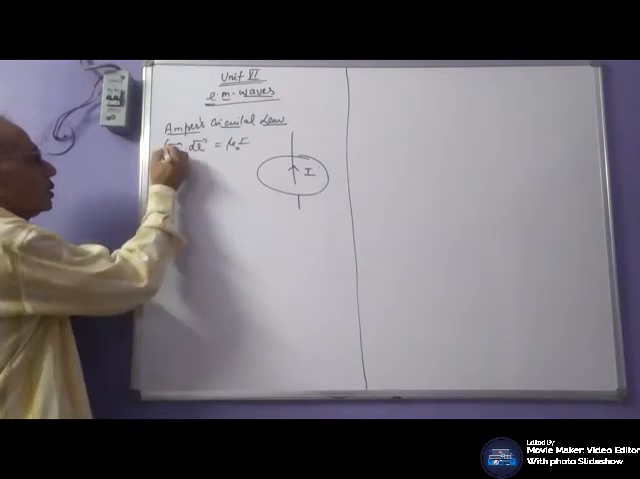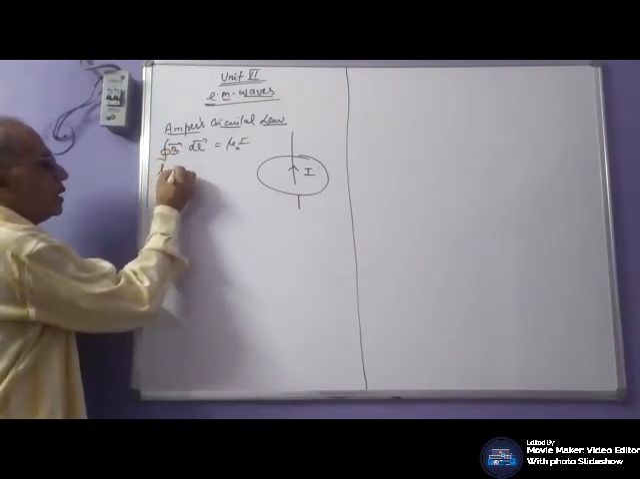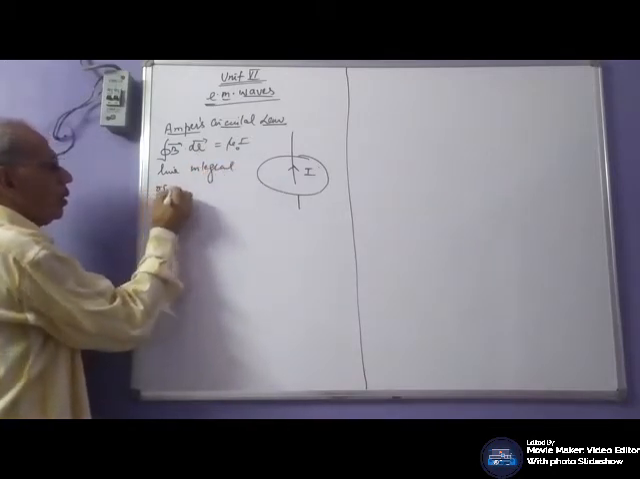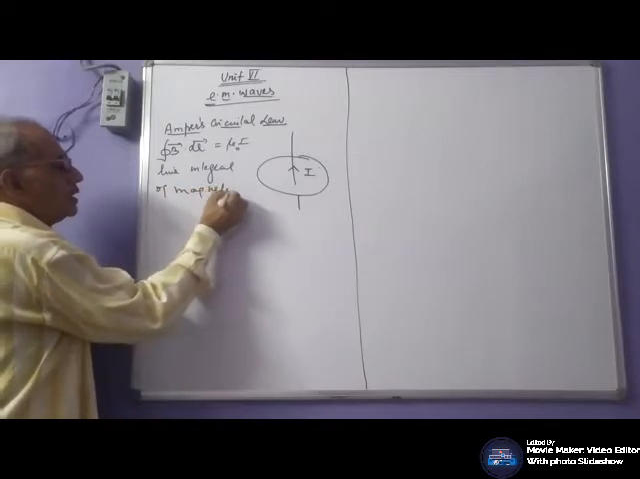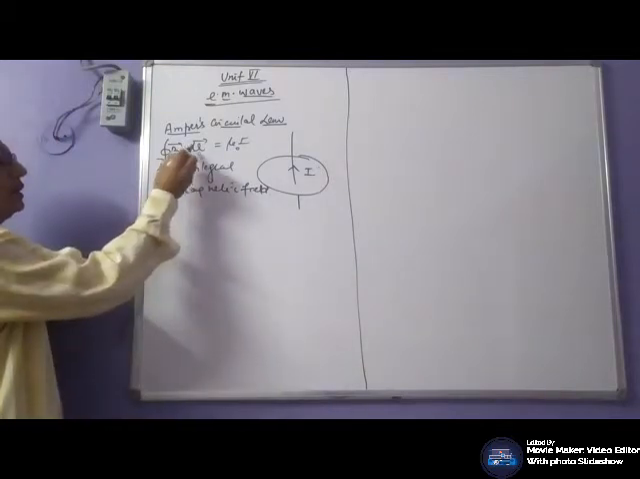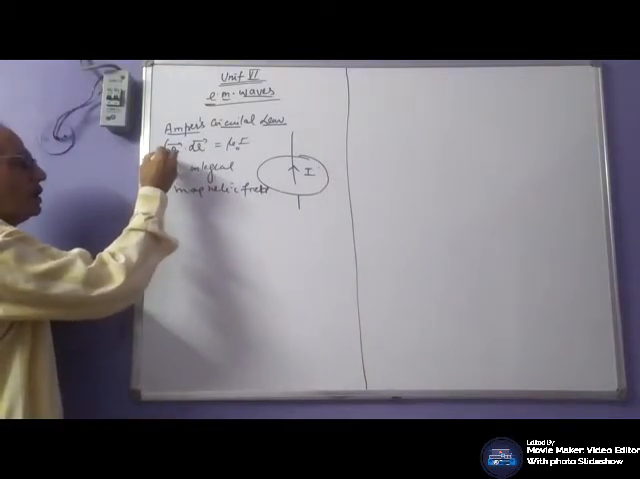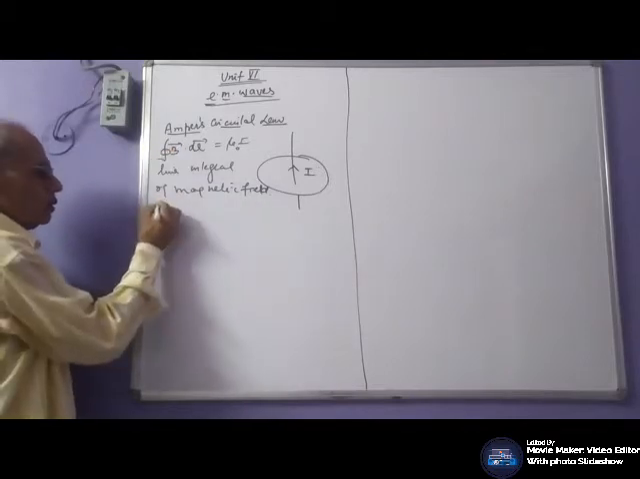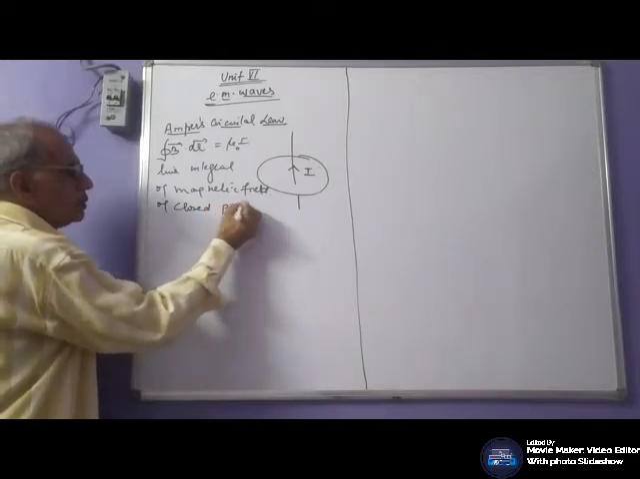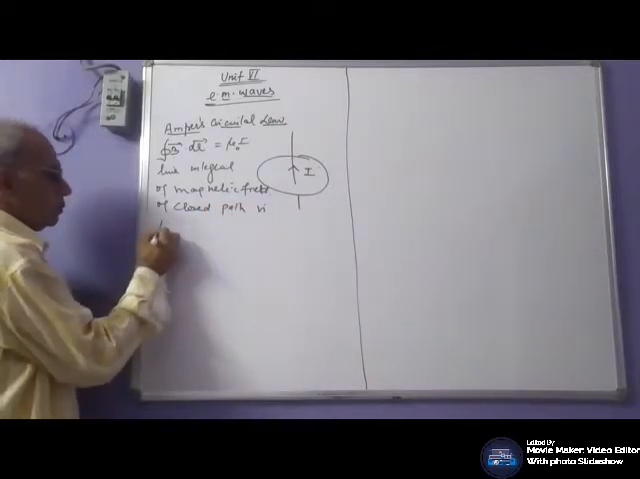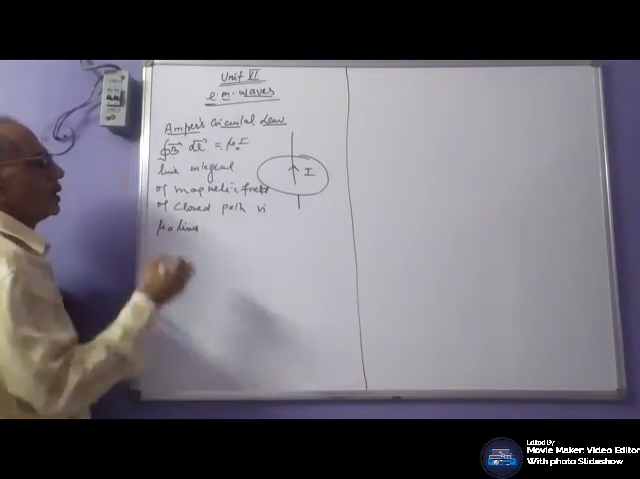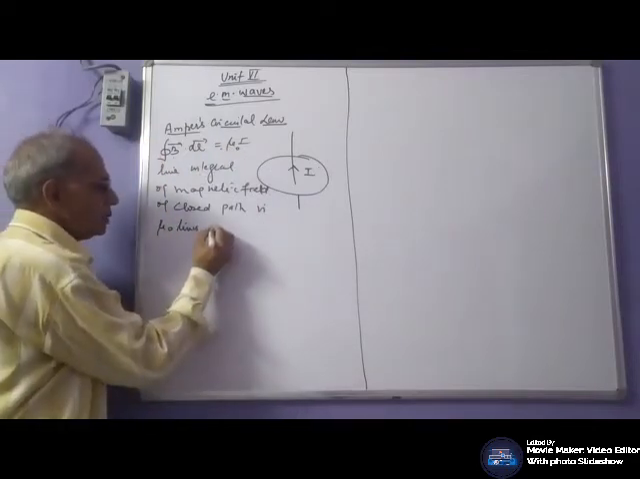Integration over a closed path. The line integral of the magnetic field over this closed path is mu naught times I.